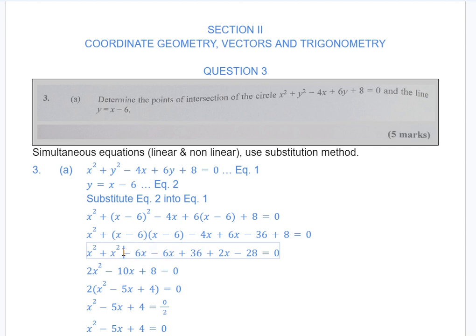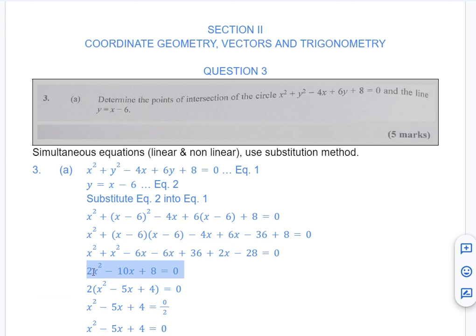We look for the like terms. These two are like terms; they'll add up to make 2x squared. These two are like terms, and we have another x term over here. So negative 6x minus 6x gives negative 12x, plus 6x gives negative 6x. Wait, as stated: negative 12x plus 2x gives negative 10x. In numbers we have 36 minus 28, that's positive 8. So we end up with a quadratic equation.